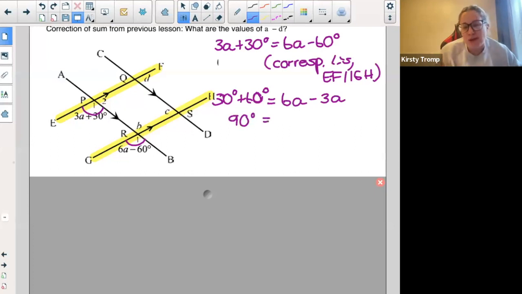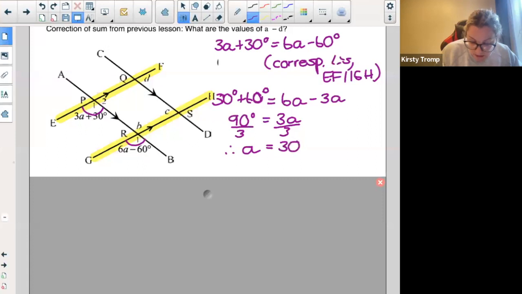I know you guys know that it's 90 degrees. I know that you do. I'm not saying that you don't, but do it on your calculator to check. 6 minus 3 gives you 3. What do I need to do to each side now? I need to divide each side by 3. So I'm going to be left with, therefore, A is equal to 30 degrees. Okay, so we've got A. A is cool. A is all done.